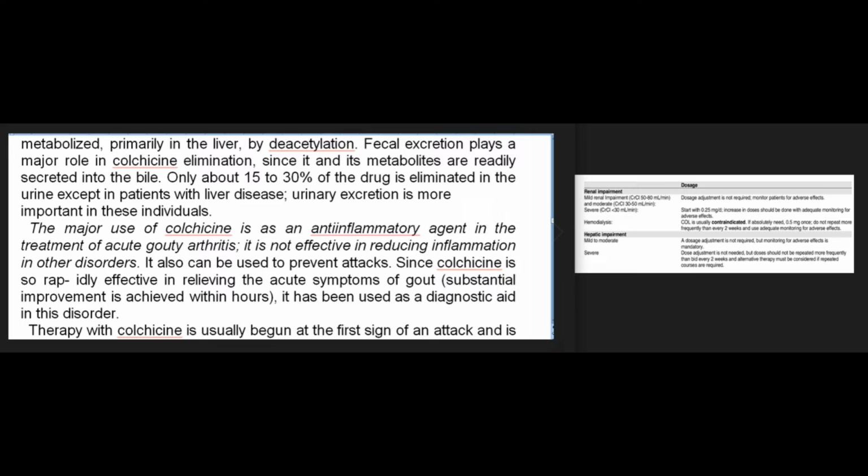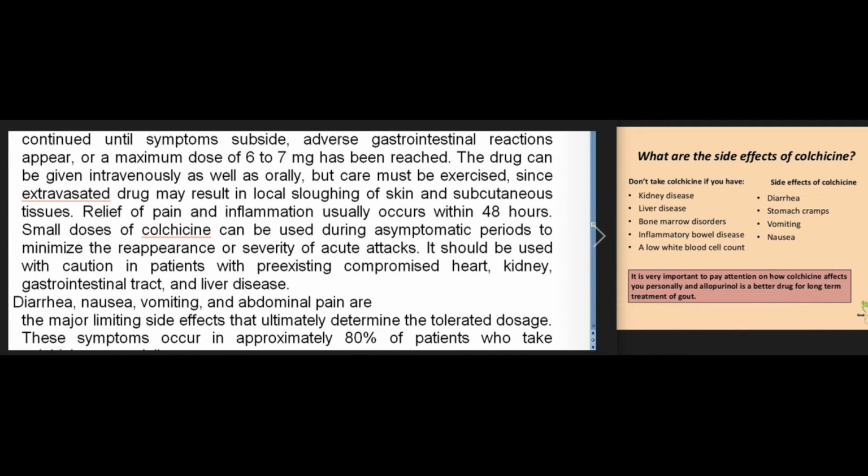Therapy with colchicine is usually begun at the first sign of an attack and is continued until symptoms subside, adverse gastrointestinal reactions appear, or a maximum dose of 6 to 7 mg has been reached. The drug can be given intravenously as well as orally, but care must be exercised, since extravasated drug may result in local sloughing of skin and subcutaneous tissues. Relief of pain and inflammation usually occurs within 48 hours. Small doses of colchicine can be used during asymptomatic periods to minimize the reappearance or severity of acute attacks.